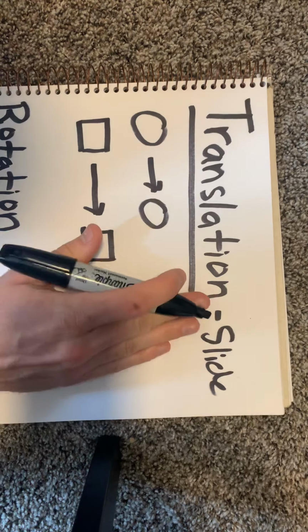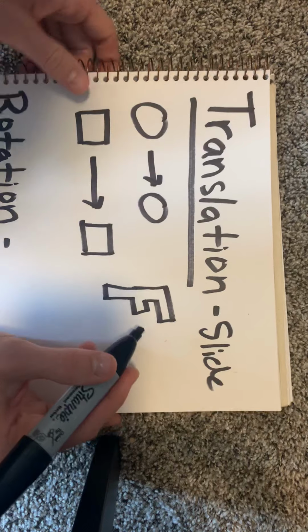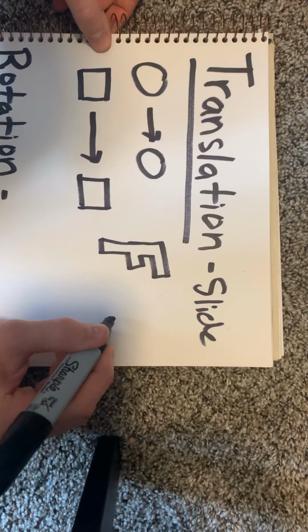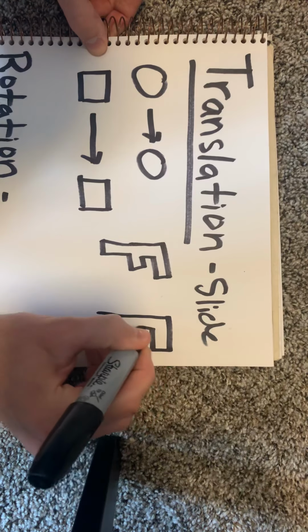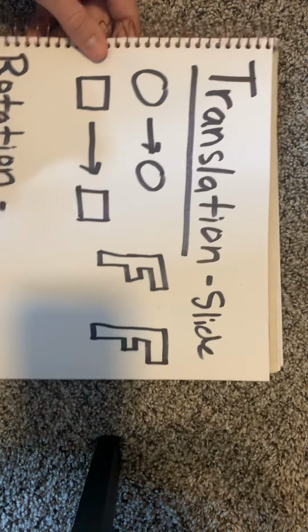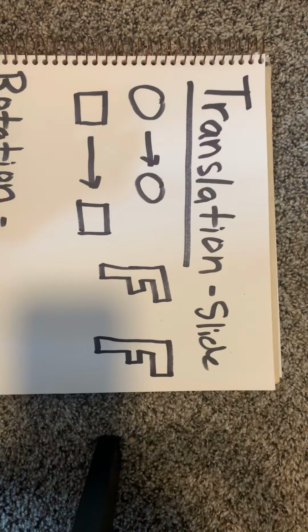So if I had a strange diagram, something that looked like this, we'll draw an F. We've been working on flipping those, and that would make it a reflection. But for a translation or a slide, all it's going to do is just move over here. It's going to look the exact same, just in a different spot. That's our translation. I'll give a little example of that later.